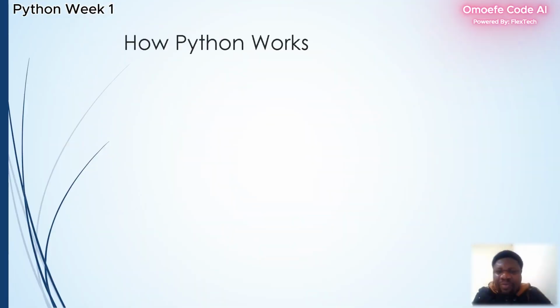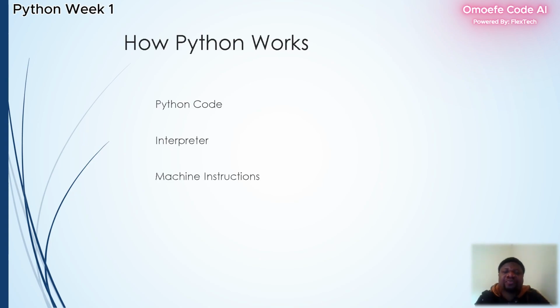Now, here is how Python works. Computers don't understand Python directly. They understand machine instructions. The Python interpreter translates our Python code into instructions that the computer can execute. Think of the interpreter as a translator between human and machine. This is how Python works.